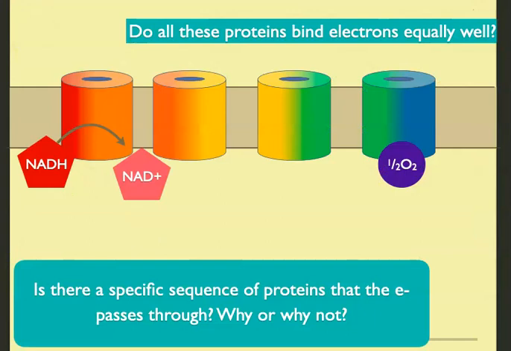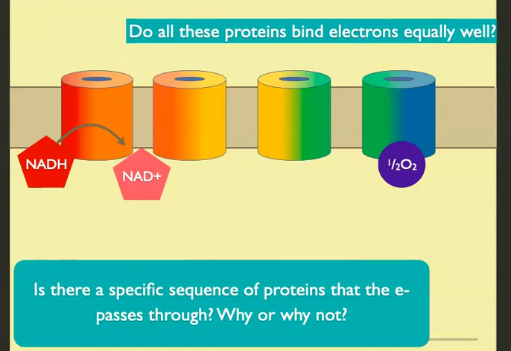So an important question we need to ask here is whether all these proteins in the electron transport chain bind electrons equally well. And this is related to the question on the bottom here. Is there a specific sequence of proteins that the electron passes through? Why or why not?